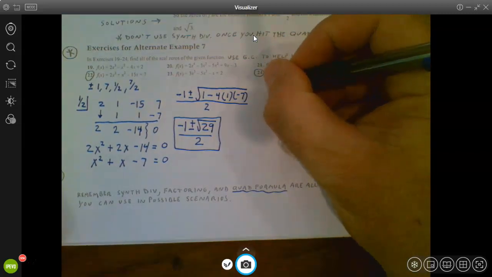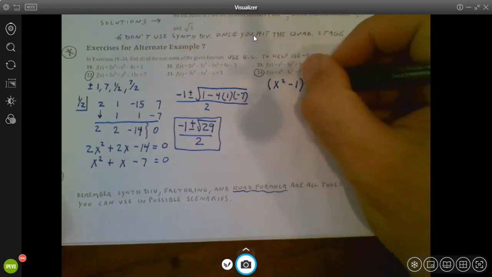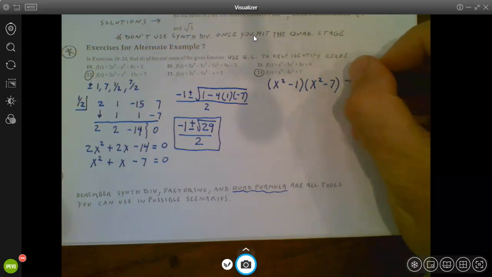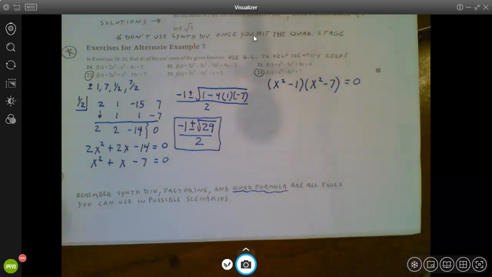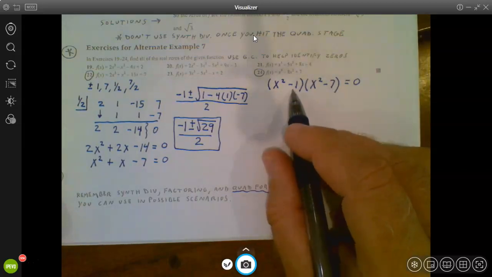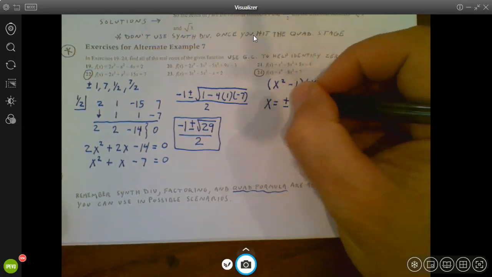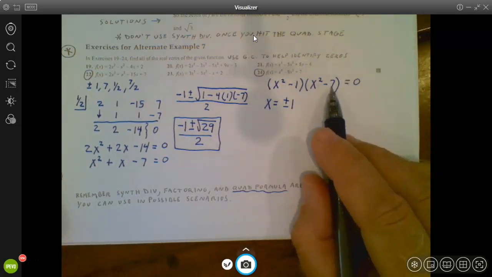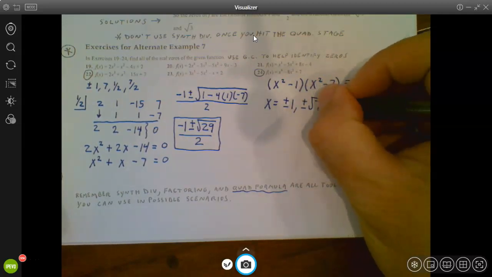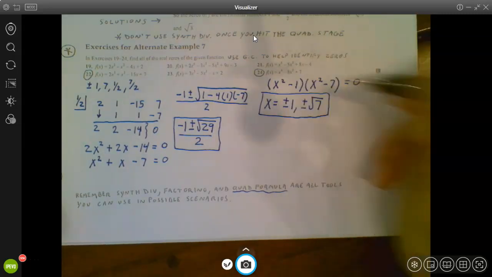So if I wanted to break that apart, I could break it apart as x squared minus 1, x squared minus 7. And if I set those equal to 0 and solve them, I'm going to come up with my 4 solutions. So if I set x squared minus 1 equal to 0 and solved it, I would get plus or minus 1. And if I set that equal to 0 and solved it, I would get plus or minus root 7. And so on this one, way quicker to just factor it. So if you recognize that, take advantage of it.